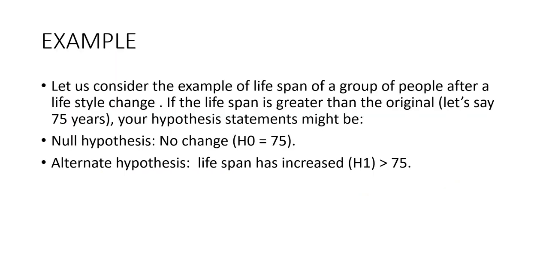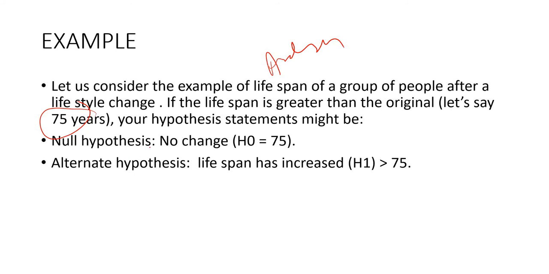Let us consider the example of the lifespan of a group of people after a lifestyle change. We are analyzing the lifespan of a group of people after the lifestyle change. Let's say the original lifespan is 75 years, and after the lifestyle change, if the lifespan is greater, your hypothesis statements, this is the meaning of null hypothesis and alternate hypothesis.